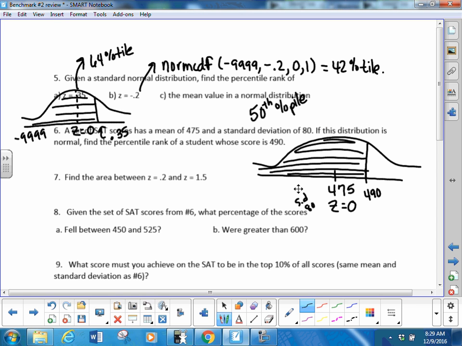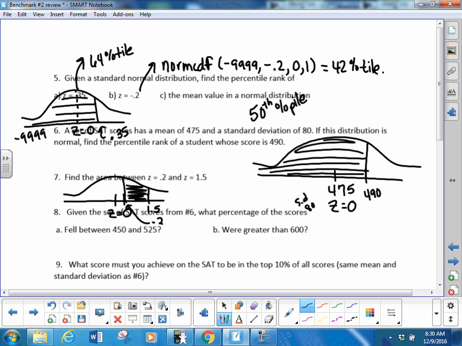All right. Find the area between z equals -0.2 and z equals 1.5. So here the mean is where z would be 0 because we're 0 standard deviations away. -0.2, we're going to put that right there. And then 1.5, we're going to put right there. And we want that area. So -0.2 would be your lower bound, and 1.5 would be your upper.